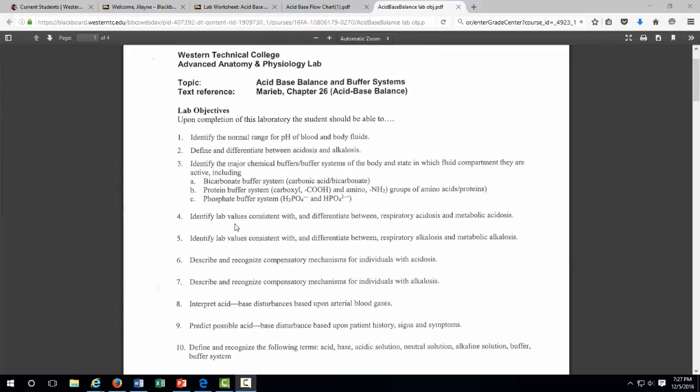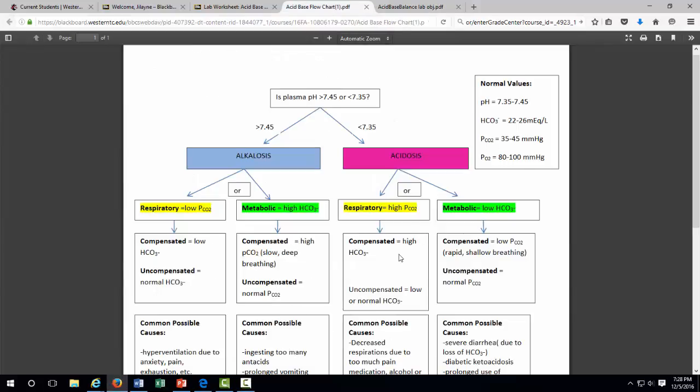And if we look at the lab values that tell us acidosis, respiratory acidosis, metabolic acidosis, let's look at this flow chart here. The first thing we look at to determine if it is alkalosis or acidosis, step number one, is just look at what the pH is. The pH is going to tell us what path we're going down.